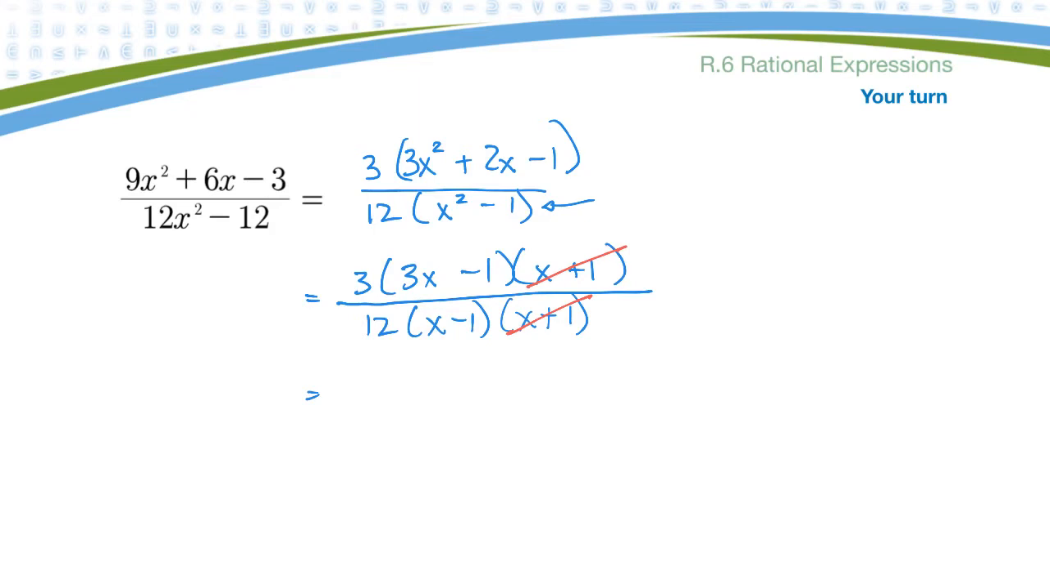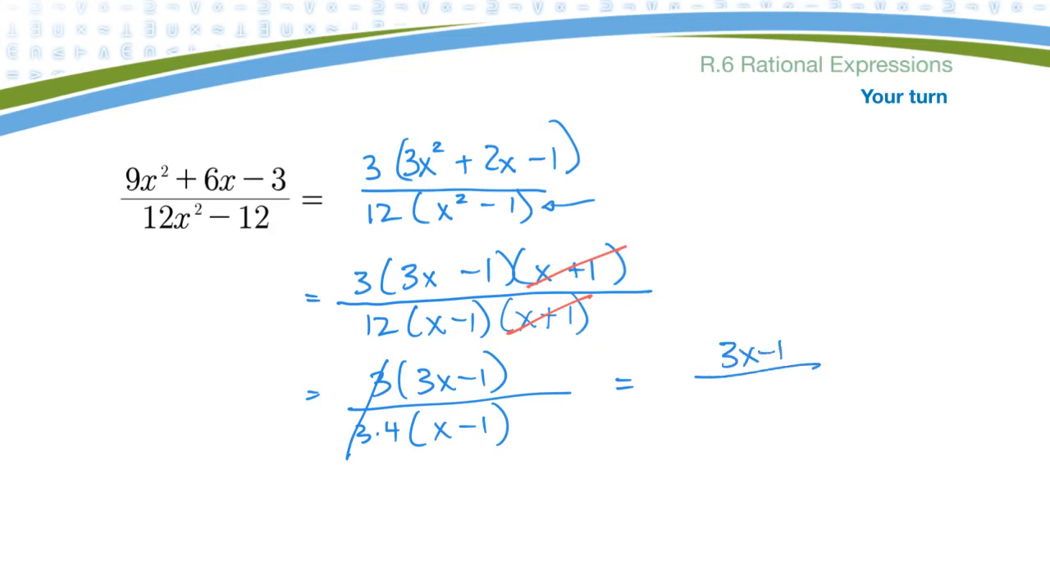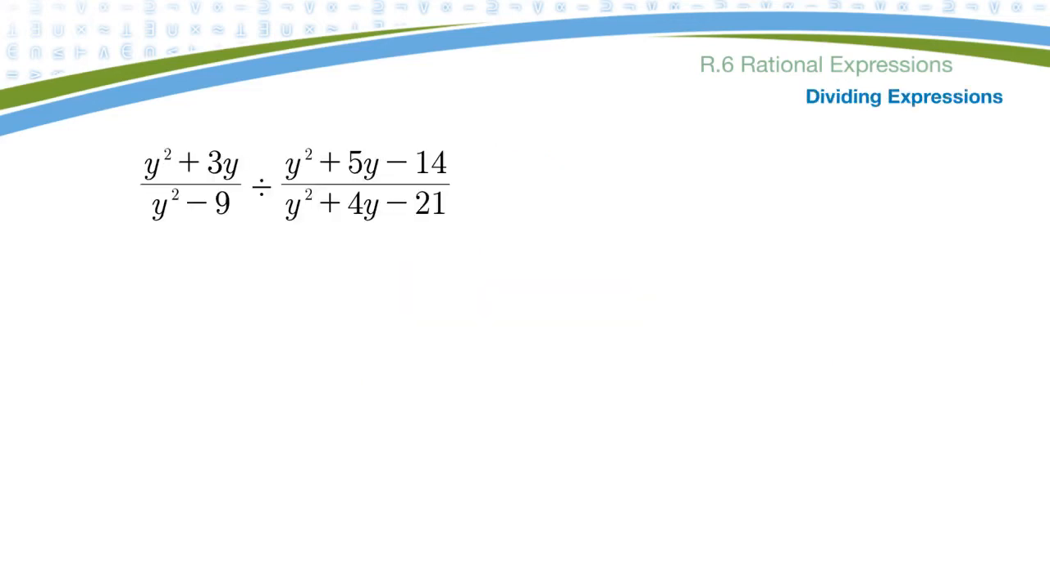And then the 12, 3 goes into 12 4 times. So I could do something like this. I could say 3, and then 3x minus 1. And on the bottom, I'd have 3 times 4 times x minus 1. Is that right? Yep. And the 3's cancel. So my final answer would be 3x minus 1 over 4 times x minus 1. Okay, that's a good one.